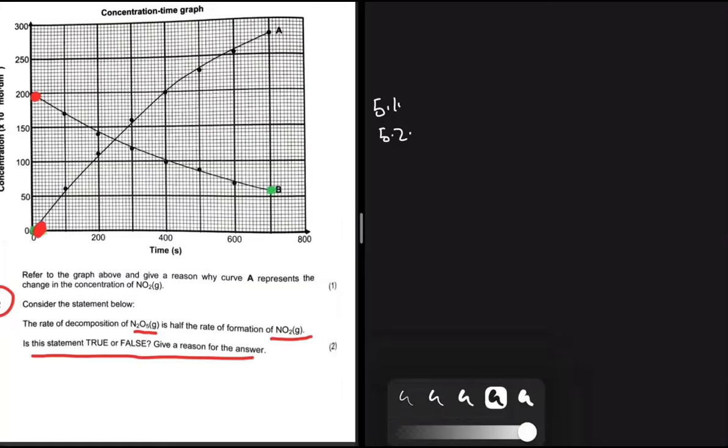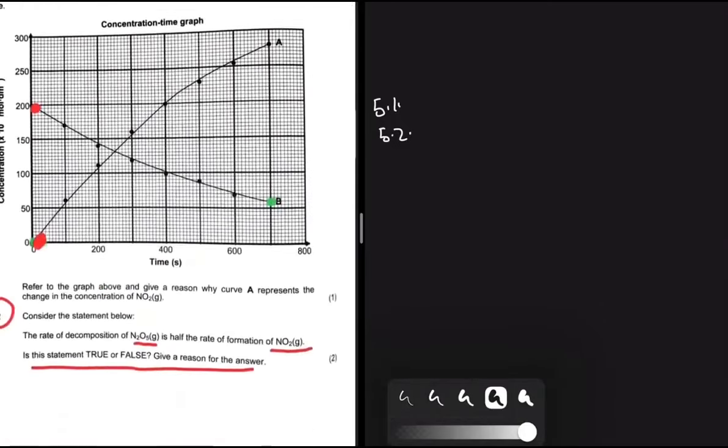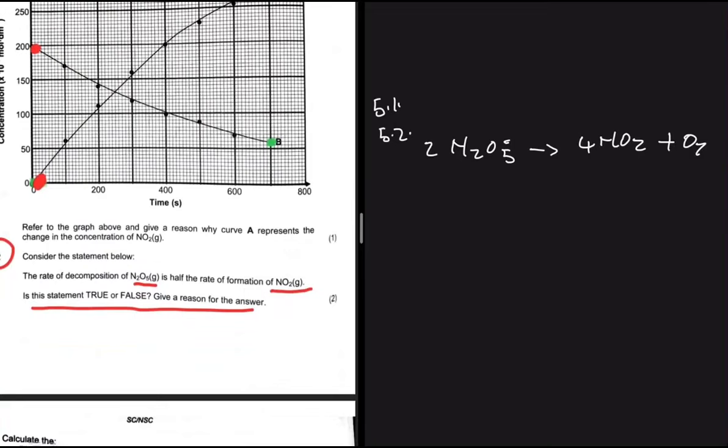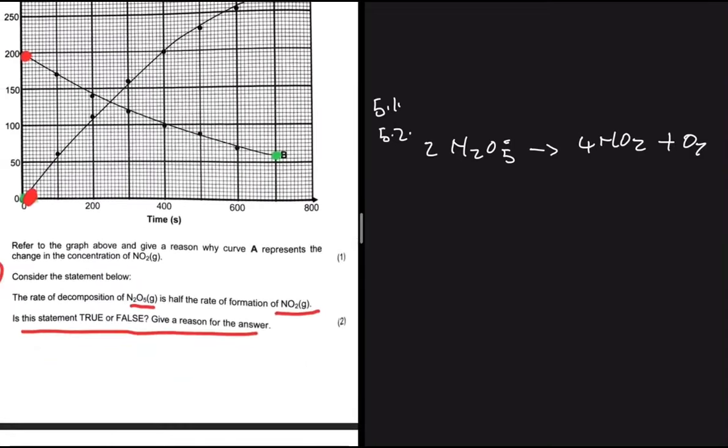What I was telling you earlier was that we can actually say, let's look at our equation. We need to be basing everything on our equation, right? Let me just copy it down real quick. So we have 2N2O5 decomposing to give us 4NO2 plus O2. And then the question is saying the rate of decomposition of N2O5 is half the rate of formation of NO2. Right, so let's go ahead and figure out whether that is true or not, right? We can say that the rate of N2O5 divided by the rate of NO2 is equal to the ratio of their balancing coefficients, right?